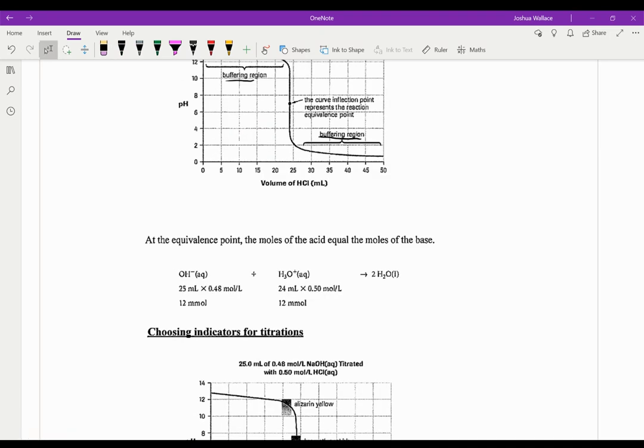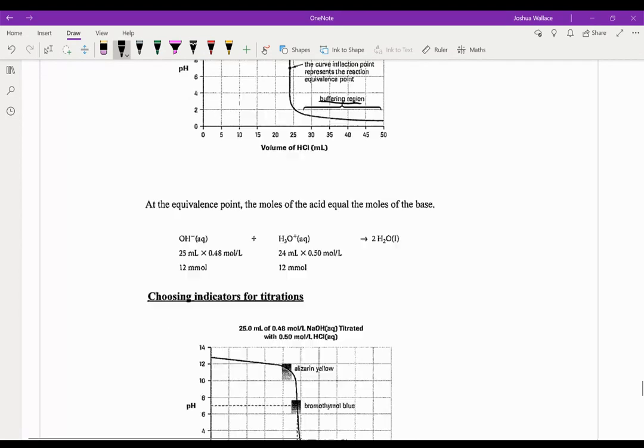So at the equivalence point, the moles of acid equal the moles of base. So if we have 25 milliliters of OH minus at a concentration of 0.48 moles per liter, we have 12 millimoles. We have 24 milliliters of 0.5 moles per liter solution of hydronium. Then we also have 12 millimoles, and that's how we end up with our product of H2O.